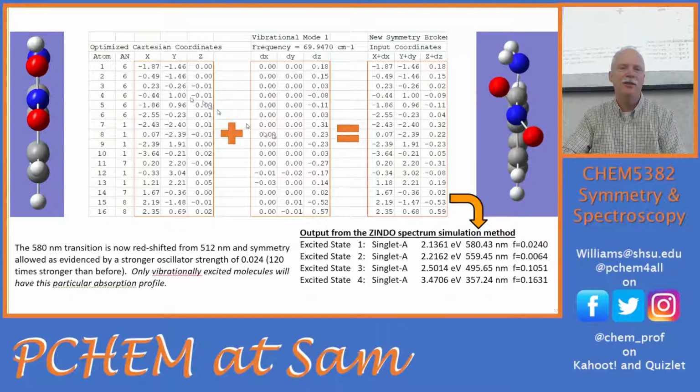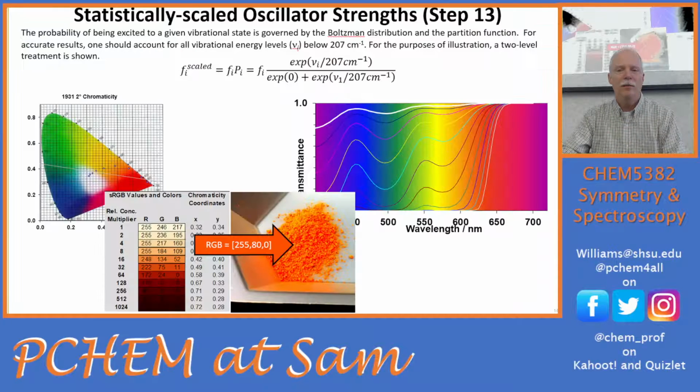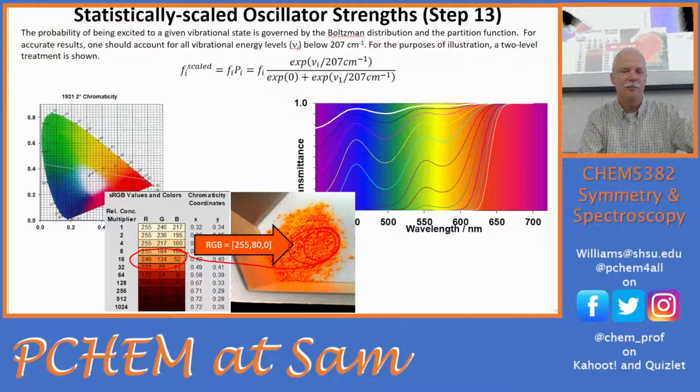We got the planar structure, we have the vibrational deformation, and here's the symmetry broken input coordinates that go back into ZINDO. So that would be like a twist of that nitro group. But that's how we get this wonderful match. Like here, this is on that nitroaniline, and right here in this concentration range, it goes right through this great orange color. I mean, we see a great match of the molecular color for molecules like this.